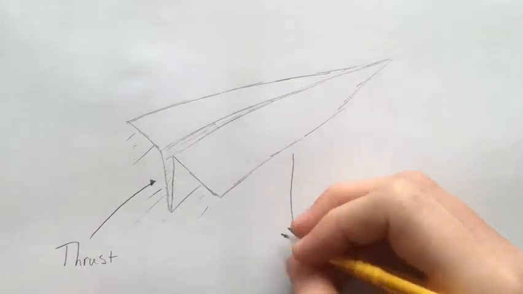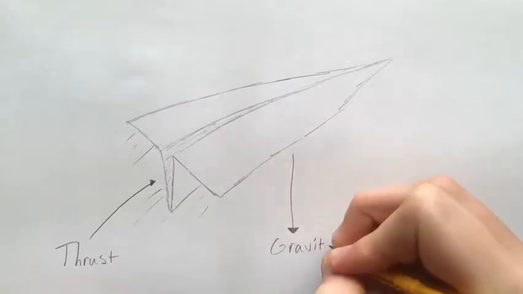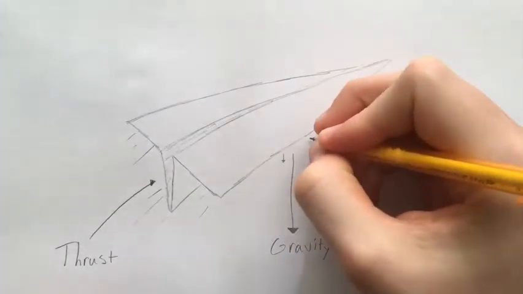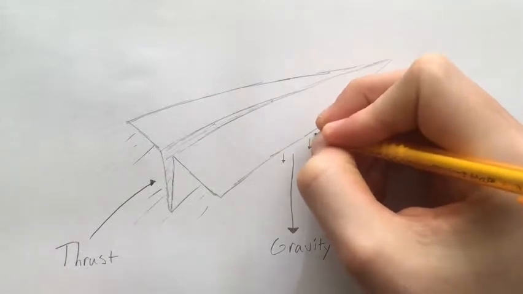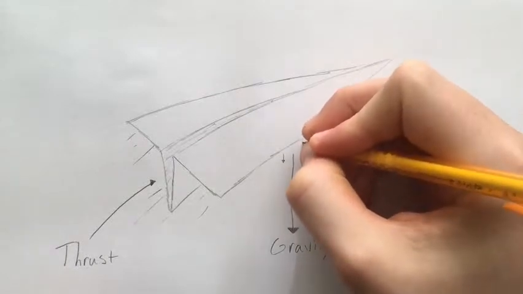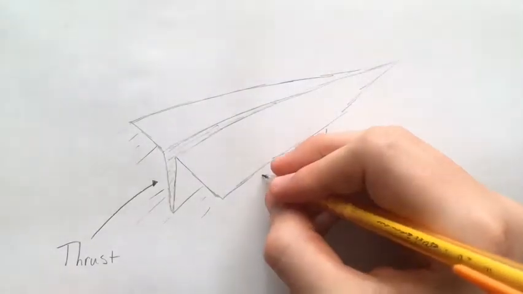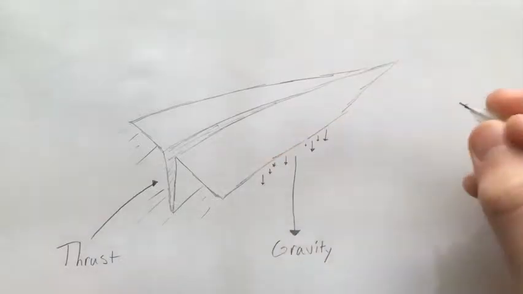The next thing I will be talking about is gravity. Gravity is a force that pulls everything down to the source of it, and for airplanes that means it is trying to pull the plane down to the ground. When it is affecting the plane, it pulls the nose down towards the ground, which will shorten the life of its flight.